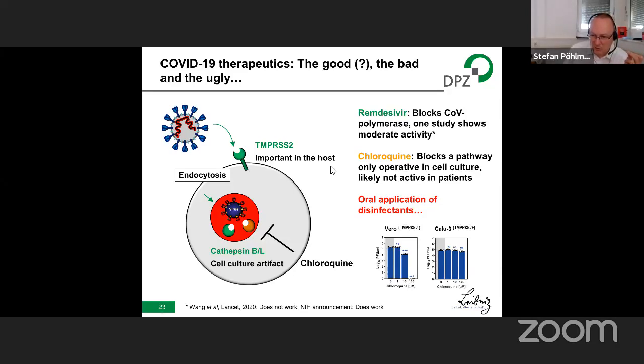Then there's the famous chloroquine, which unfortunately became a strong political angle. And we looked at that, and it turns out that in our hands, chloroquine blocks this cell culture-only pathway, the cell culture artifact, very efficiently, and therefore infection of Vero cells, which are African green monkey cells, can be nicely blocked by the compound. But if you look at lung cells, you don't see any inhibition, meaning that we do not expect chloroquine or hydroxychloroquine to work in patients. Then, of course, there are other applications, but they will not be discussed today.